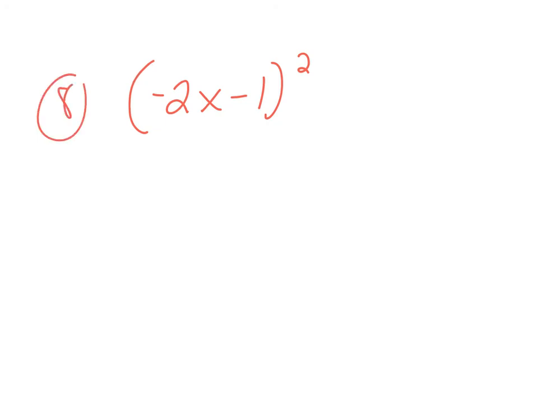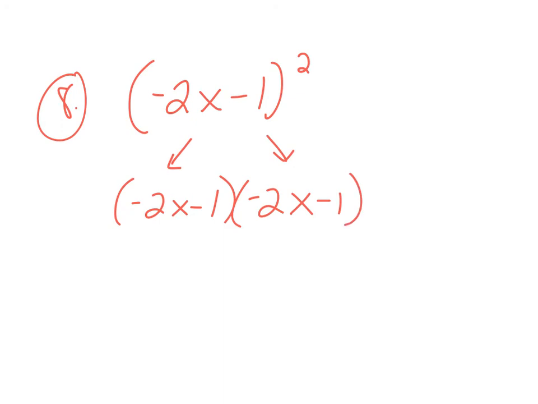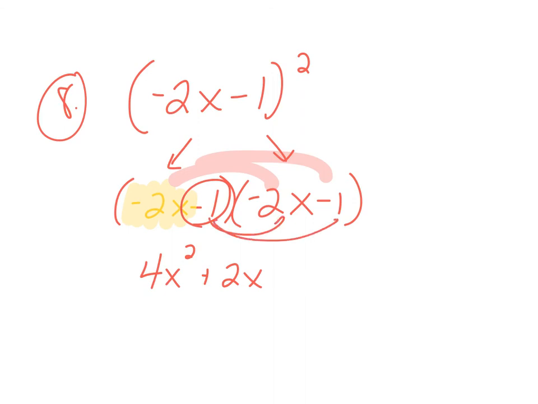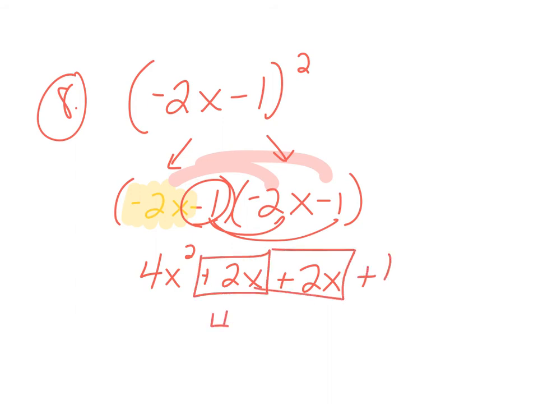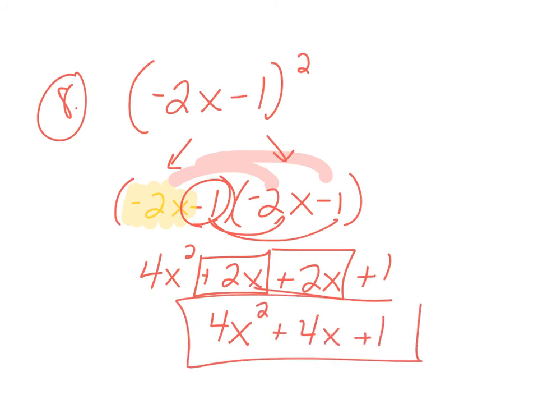In number 8, this is a binomial to the second power. It's important to recognize that this means you have 2 of them, so you need to double distribute. Okay, I'm not going to do this one by the box method. I'm just going to take negative 2x here times everything in the second, which gives me positive 4x to the second plus 2x. Now I'm going to distribute the minus 1 to both things. Negative 1 times negative 2x is positive 2x. Negative 1 times negative 1 is positive 1. Combine my middle terms, and this gives me 4x squared plus 4x plus 1 for my simplified answer.